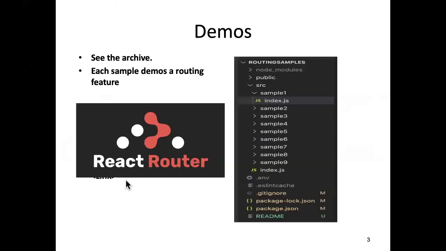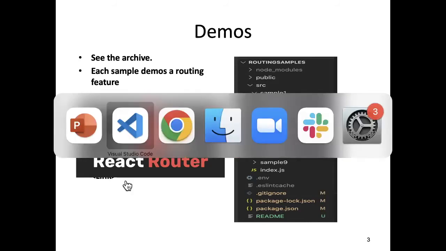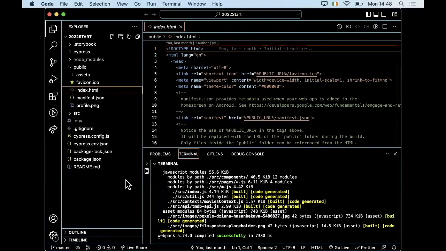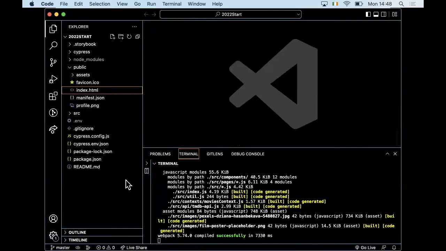And to illustrate how we use this third-party library, I provide you with some samples. You get the samples from the archive, and when you download it, unzip it and import it into VS Code, you'll get the following.